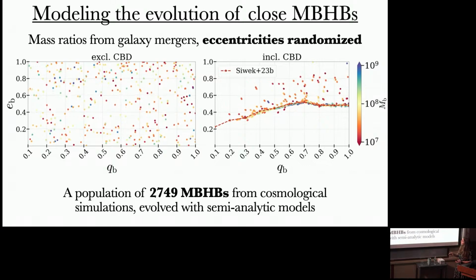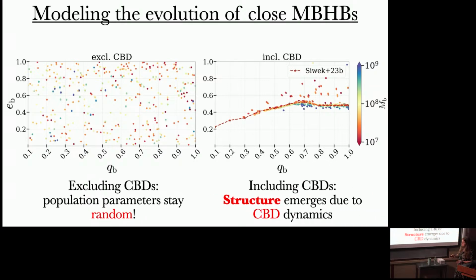So looking at this, we can then say that if we exclude circumbinary disks from the semi-analytic model that we use to model the population of massive black hole binaries, then our predicted observations of these binary systems are entirely dependent on the initial conditions we assign. Because in this example, the randomized eccentricity distribution stays random. However, if we include circumbinary disk dynamics, then a clear structure emerges that is a signature of circumbinary disk dynamics in the evolution of massive black hole binaries. And so this is what we want to look for when we look for signatures of circumbinary disks in massive black hole binary populations. Okay.